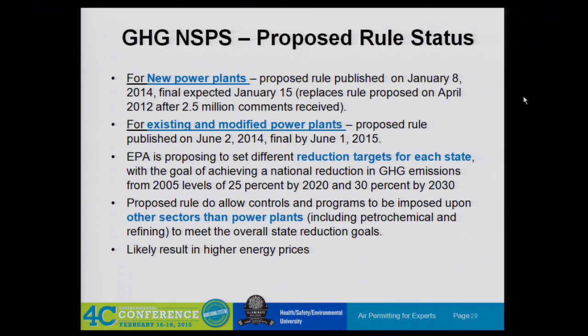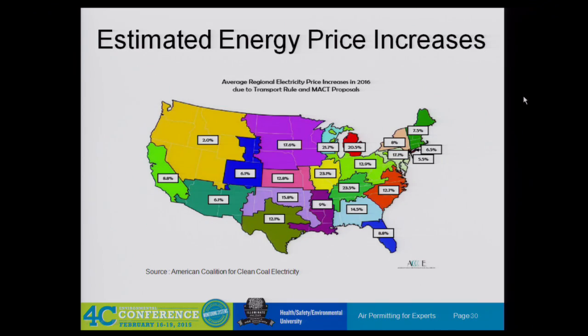Yeah. There's some NSPS proposed rule status for new power plants and for existing and modified power plants. And of course, the energy folks are squawking about it again, just like you were mentioning. This is a graph put up. Notice this is the American Coalition for Clean Coal Electricity. So the factors might be biased just a little bit, but they're saying, okay, this is what you can expect for energy price increases after they do this greenhouse gas NSPS. Our prices are going up. And this is what we estimate they're going to go up for due to the transport and MAERT proposals.